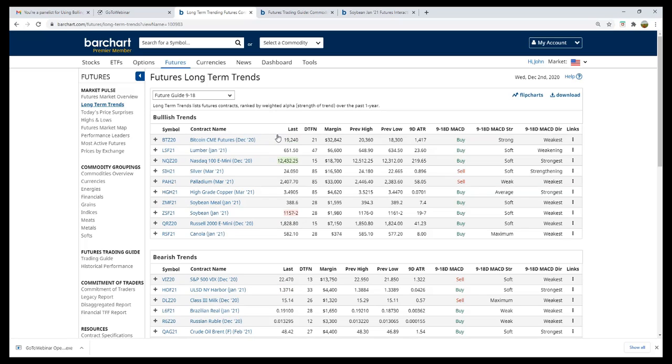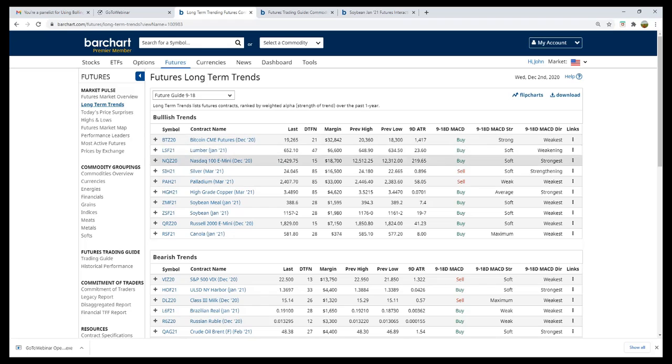And so what I've done is I put some elements in my custom view. Last price, right? Some basic kind of stuff. DTFN, that stands for days to first notice day. And this goes into that discussion about rollover and expiration and how we move from one contract to another. What I'm really looking for is to make sure there are enough days to first notice day for me to catch one of these longer trends. Notice like the NASDAQ mini right now, there are only 15 more days left for me to trade this contract. It might even be less than that because this is calendar days and not trading days.